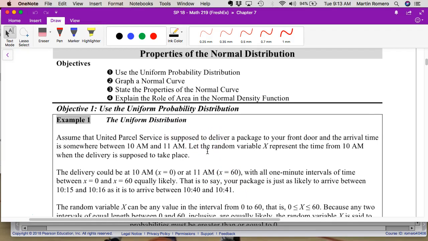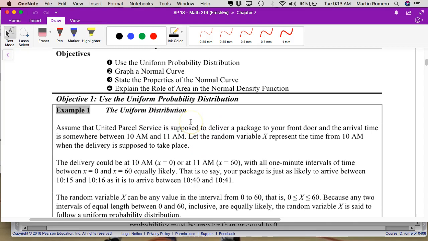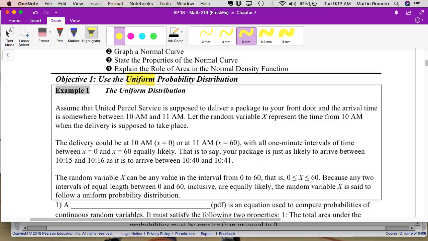So our first example is called uniform probability distribution. The important term here is uniform, meaning the same. Everything's the same. So we have a situation where the probability is the same regardless of the value of the variable. And so let's take a look at what we're talking about here. Let's assume the UPS, United Parcel Service, is supposed to deliver a package to your front door, and the arrival time is somewhere between 10 and 11.